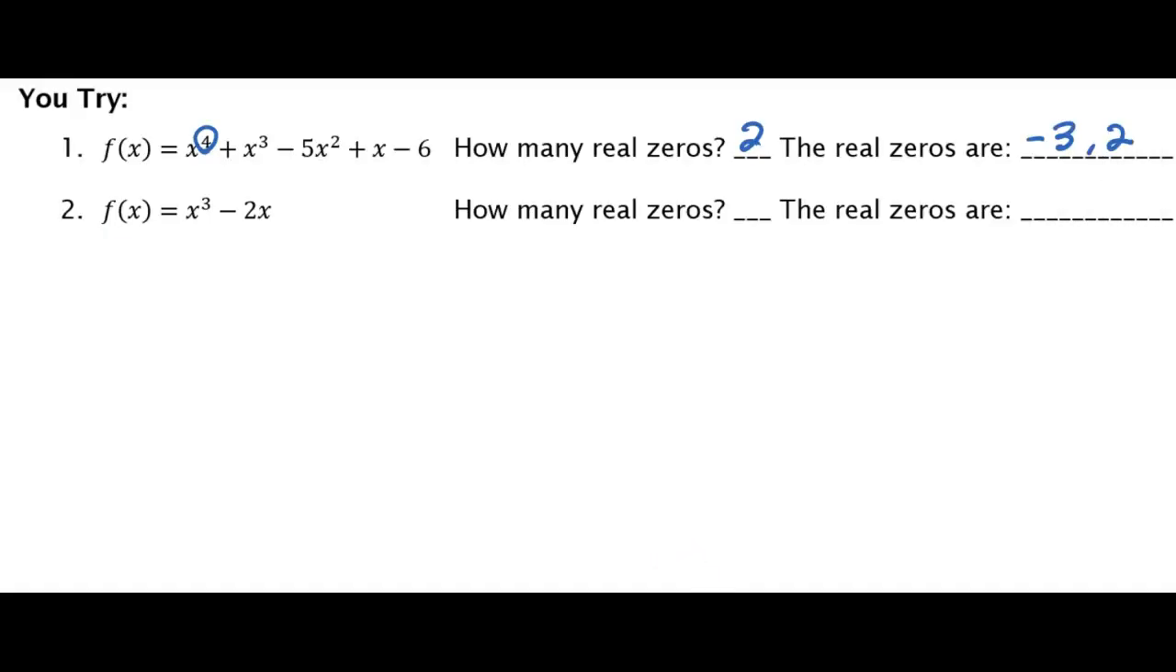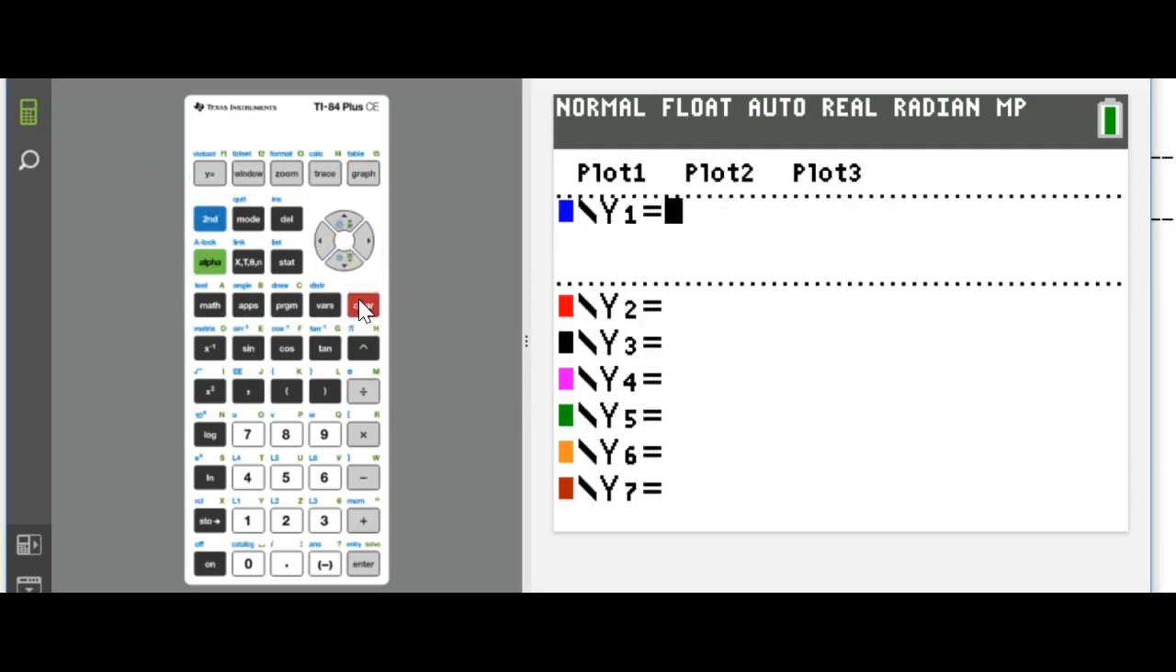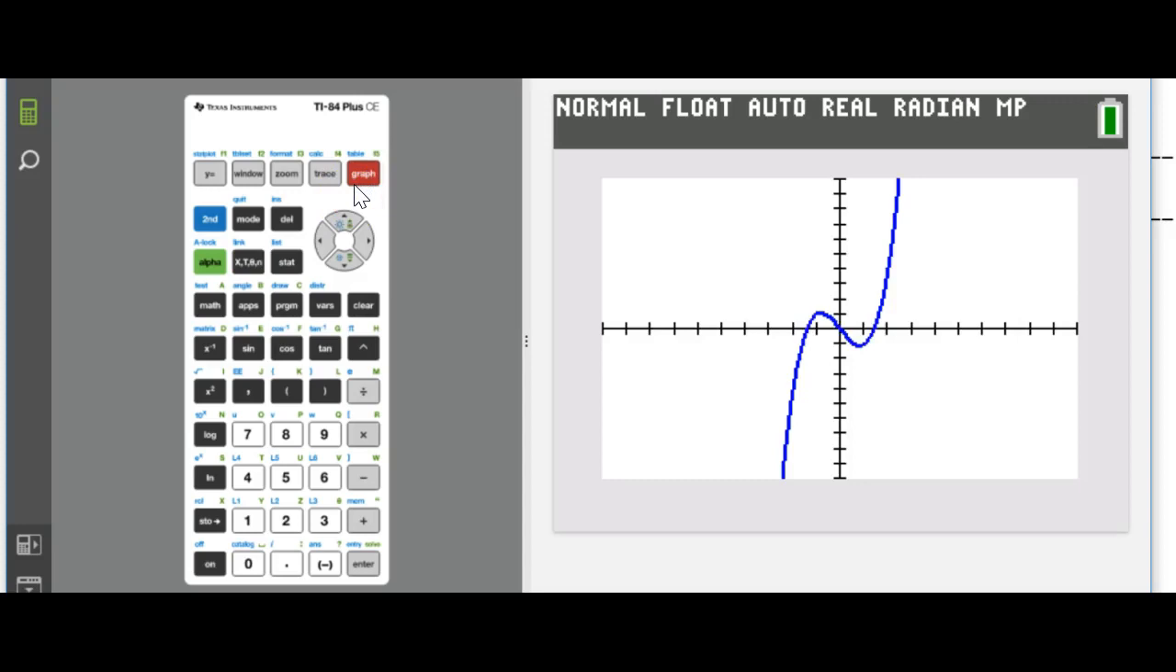Now for number 2, this equation has 3 solutions, but I don't know how many of them are real. To figure that out, I'm going to go back to my calculator, clear out my previous problem, and type in the new one, which is x cubed minus 2x. Oops, I made that mistake where I forgot to push the right arrow to get out of the exponent. Okay, now I'm going to go to my graph, and I can see that it crosses 3 distinct times. So that means I have 3 real zeros.